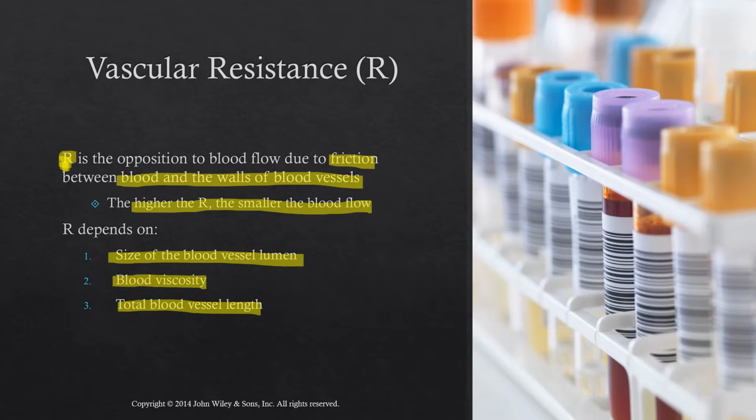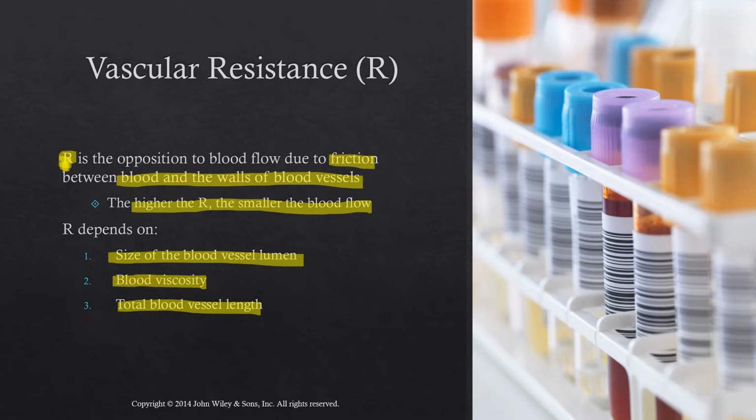Next, the blood viscosity. So the viscosity of blood mostly depends on the ratio of red blood cells to blood plasma in volume. So this is kind of the ratio of the formed elements of blood to the actual fluid of blood.